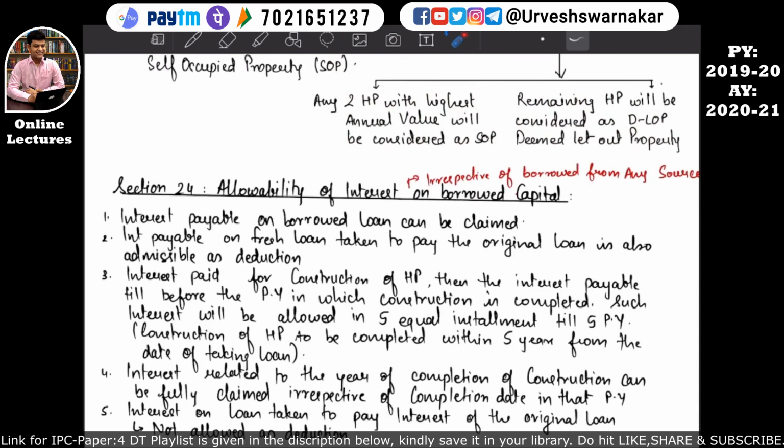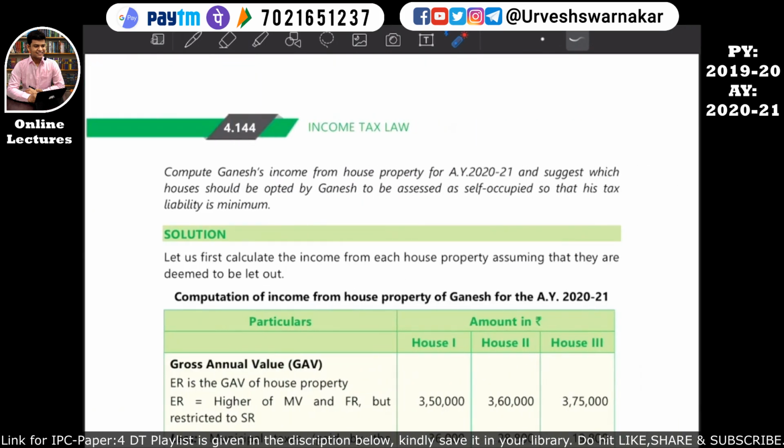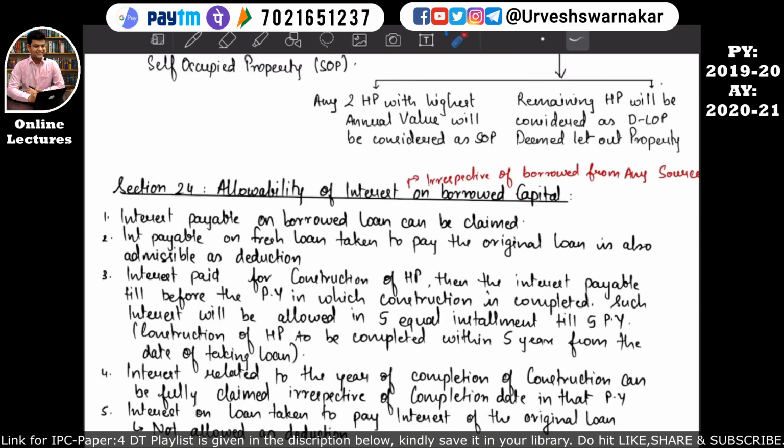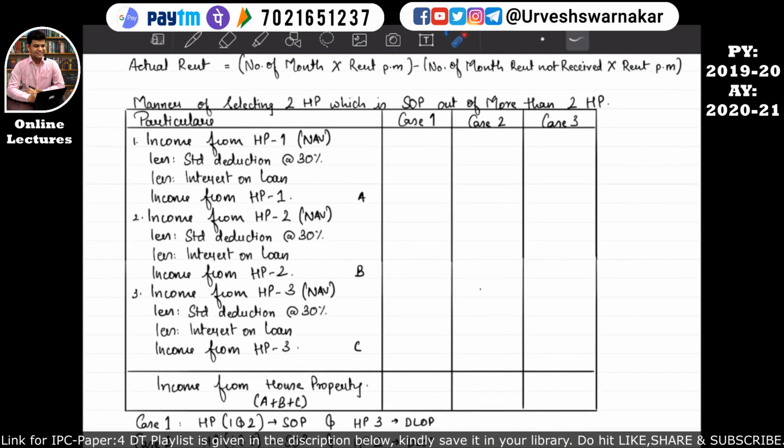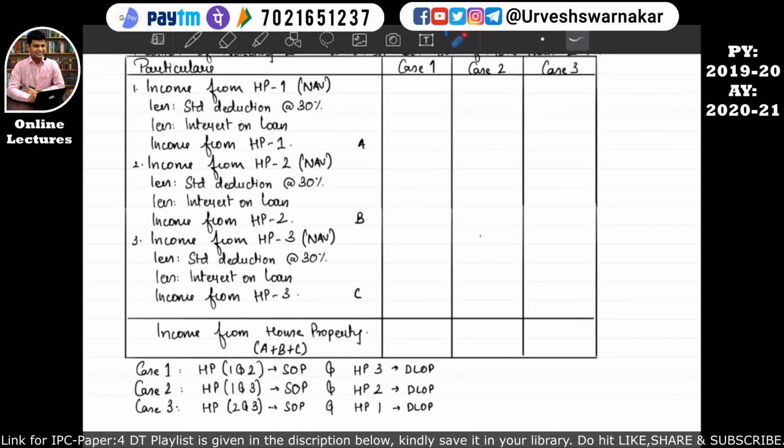So what is our question asking? Our question is asking: compute Ganesh's income from house property for the assessment year 2020-21 and suggest which house property should be adopted by Ganesh to assess as self-occupied house property so that his tax liability is minimum. So we will utilize this second table in our format book. In this I have written over here case 1, case 2, case 3. So what is this case 1, case 2, case 3?